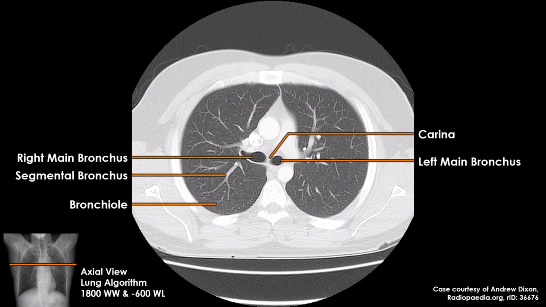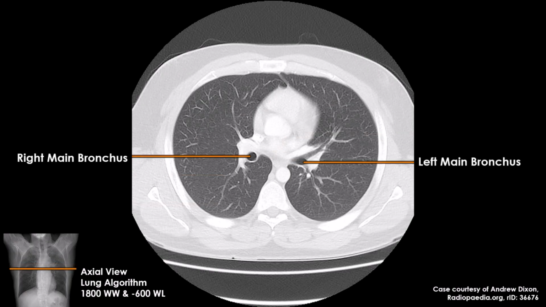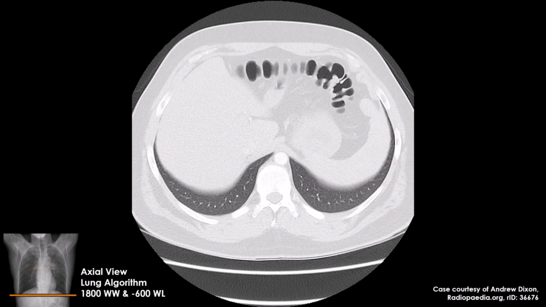Moving inferiorly in the axial plane, we can still see the right and left main bronchi. On the left side, we can see several branches of this tracheobronchial tree. We can see the lobar bronchi branching from the left main bronchus. Specifically, this would be called the left upper lobar bronchus because it's supplying air into the left upper lobe. On the posterior side of the left lung, we can see one of these segmental bronchi and several of the very tiny bronchioles.